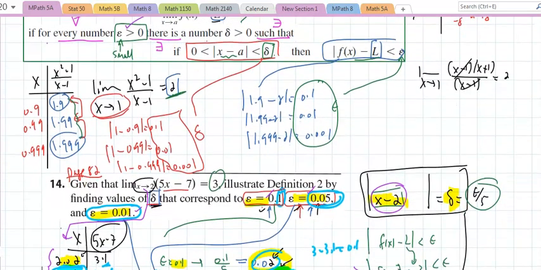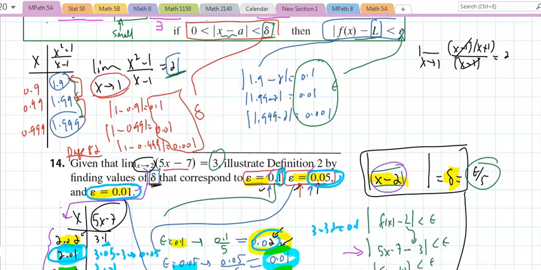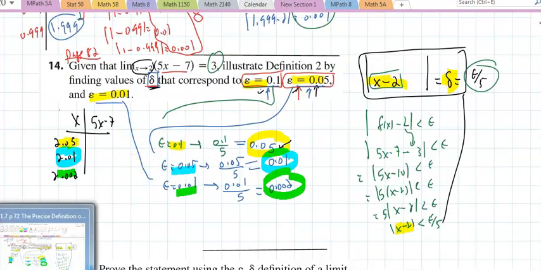Now we're going to do some more problems. I'll do that in the next video. Now I'm going to share my calculator with you.